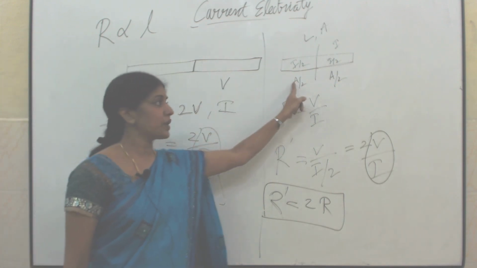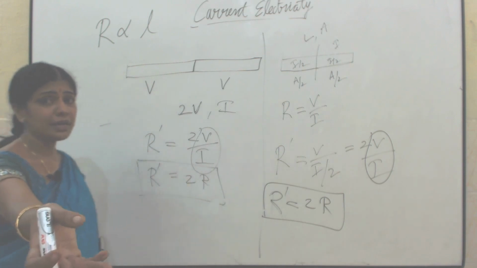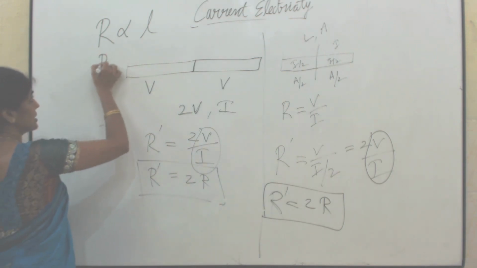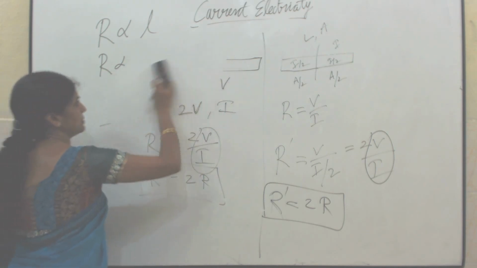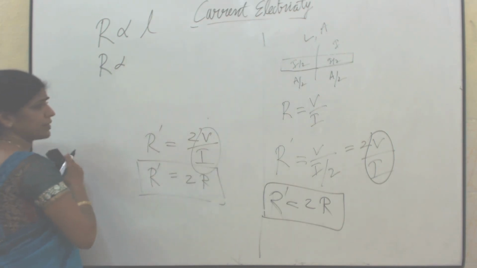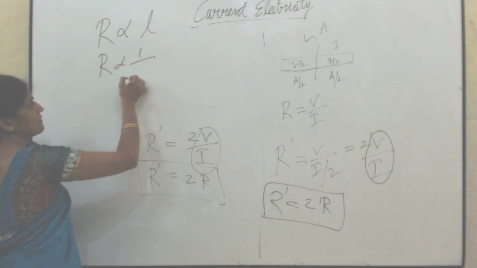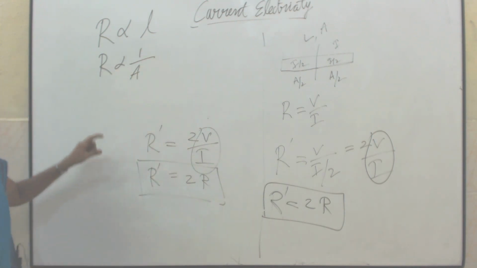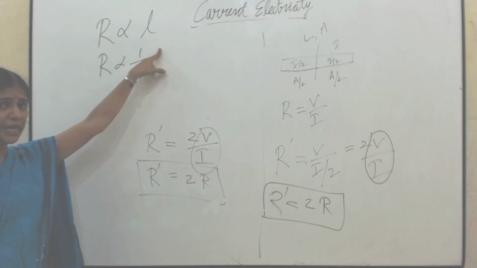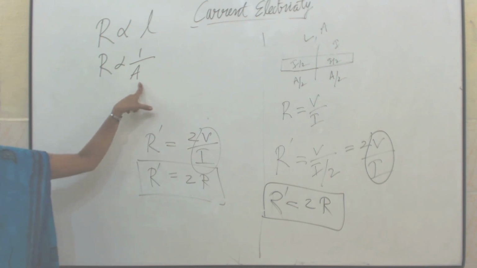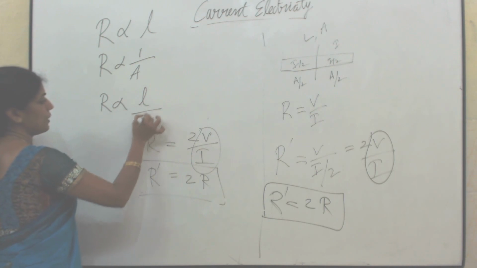In the second example, I decrease the area. What happens to the resistance? It increases. So here the resistance is inversely proportional to the area of cross section. That is the conclusion we are getting from these two examples. So R is inversely proportional to A. So I can say this resistance is directly proportional to the length of the conductor and inversely proportional to the area of cross section of the conductor. So R is proportional to L by A.